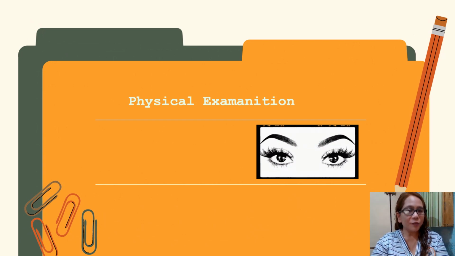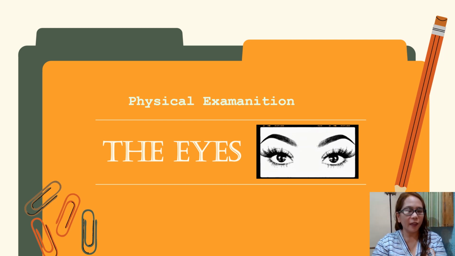So right after doing the physical examination of the head and the neck, the next in line is to do the physical examination of the eyes. So what is the function of your eyes? Why do we need to do the physical examination of the eye? The eye is the sensory organ of vision, and it has many critical components, including the cranial nerves.